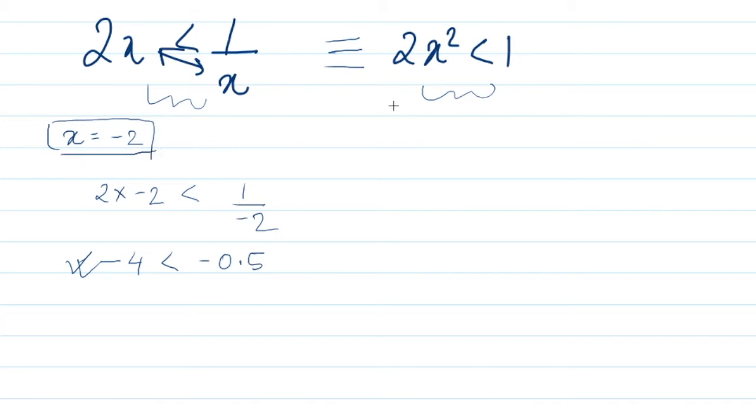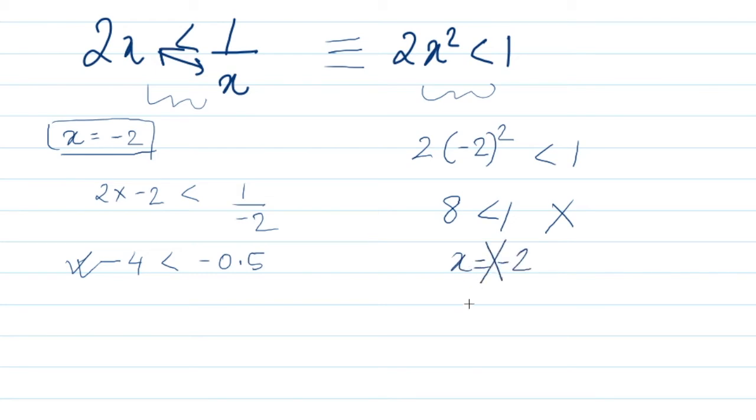If LHS and RHS were the same, then the same value must also satisfy the new representation, as you would expect from cross multiplication. Let's see, 2 multiplied by minus 2 square is less than 1. This becomes 8 is less than 1, which obviously is wrong. So x equal to minus 2 is not a value that satisfies this inequality. In fact, it has changed the inequality because 8 is actually greater than 1.